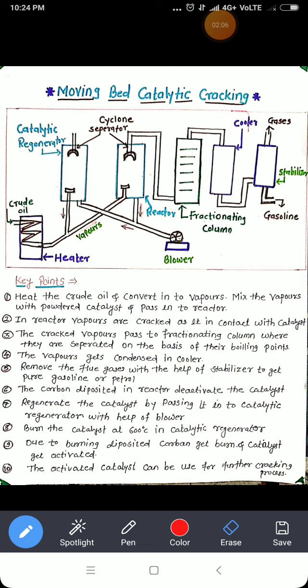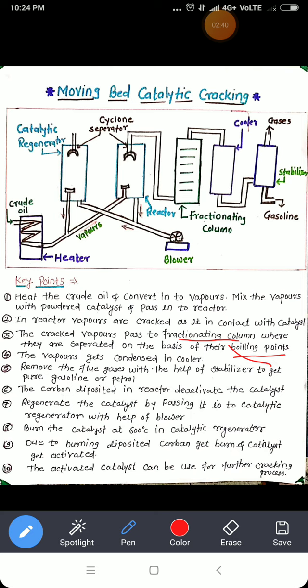Now what are the key points of this method? Here we have to heat the crude oil and convert it into vapors. Now mix the vapors with the catalyst and pass into the reactor chamber. Second point, in the reactor the vapors are cracked as they come in contact with the catalyst. Next, the cracked vapors pass into the fractionating column, as we already discussed, where they are separated on the basis of their boiling points.